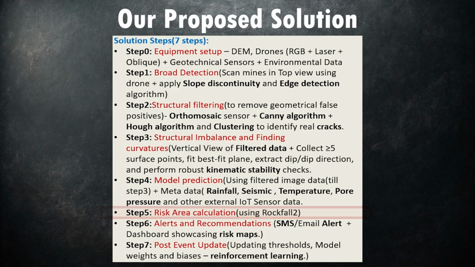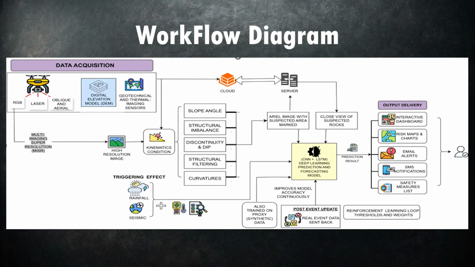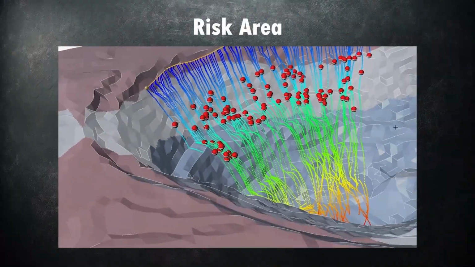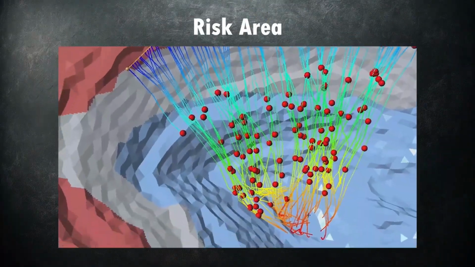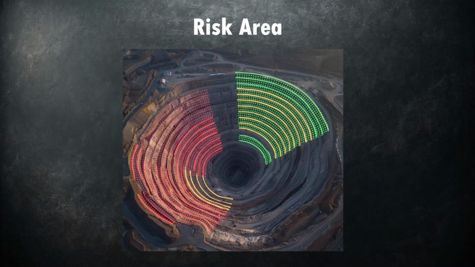Step 5, risk area calculation. Once the prediction is made, our system calculates exactly where the risks lie inside the pit. Using specialized geotechnical tools, it marks benches and slope sections as high, medium, or low risk. High risk zones glow red on the map.